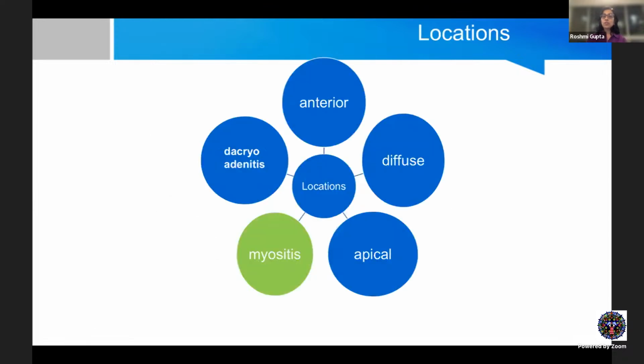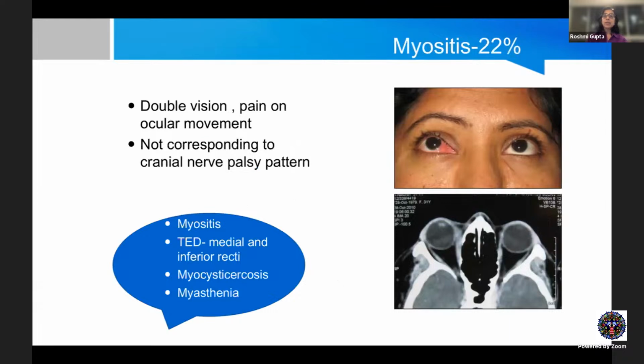So if we start off with myositis, the patient typically presents with, of course, proptosis and pain, but there's double vision and pain on ocular movement. Now, here the thing to remember is that it's not going to correspond to a typical cranial nerve palsy pattern. So if we see something like this, we start thinking in terms of myositis, thyroid eye disease, which would particularly affect medial and inferior recti, myocysticercosis, or myasthenia.